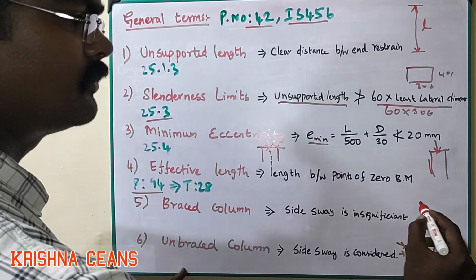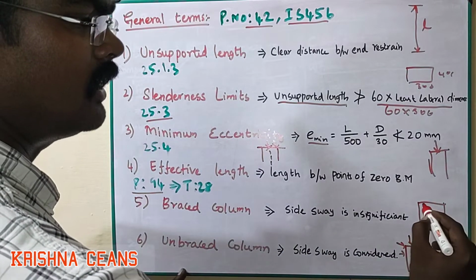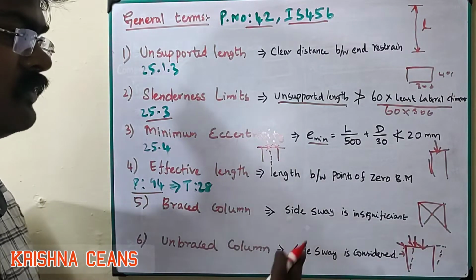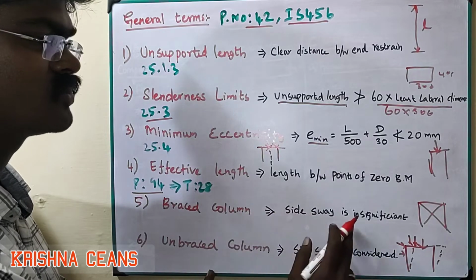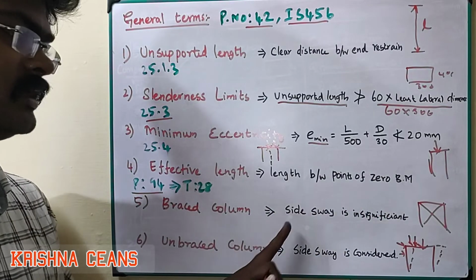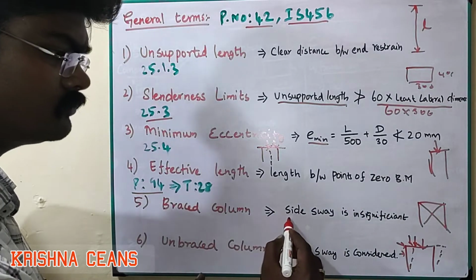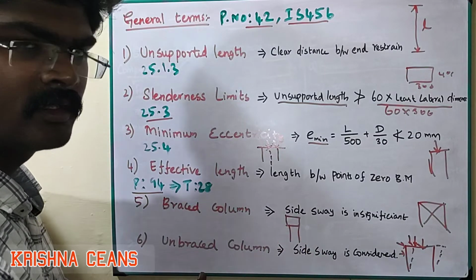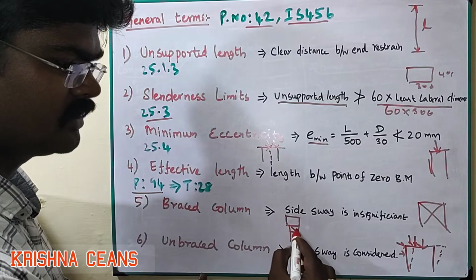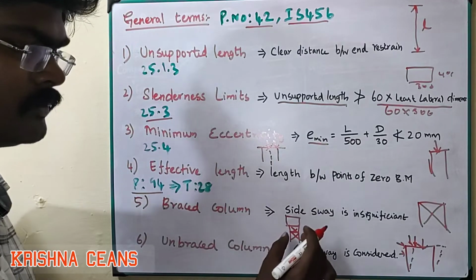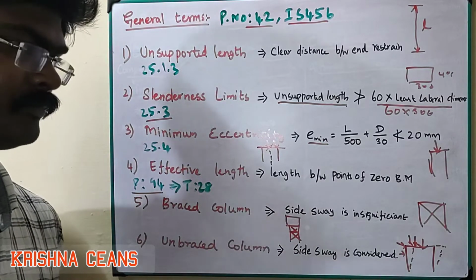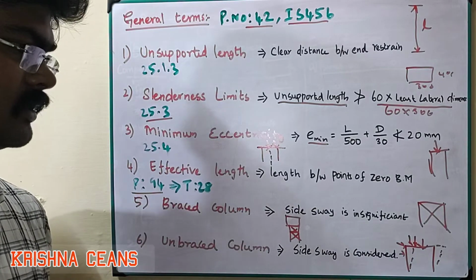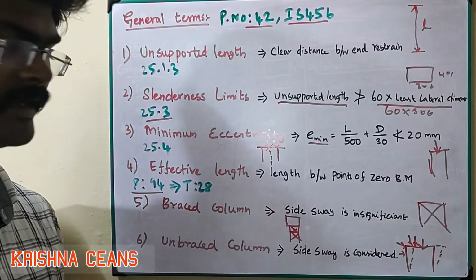In the case where both ends are restrained by bracing, we call it a braced column. Sidesway is insignificant. An example is an overhead water tank: for the water tank, the columns provided are arrested by the bracing. That bracing is why we call it a braced column. This kind of column is a braced column, and it is also arresting the lateral loads.